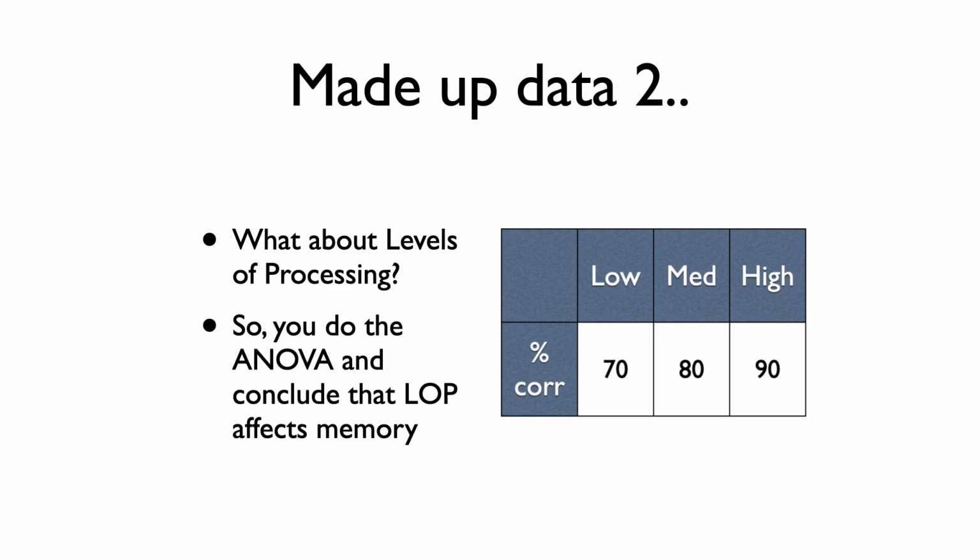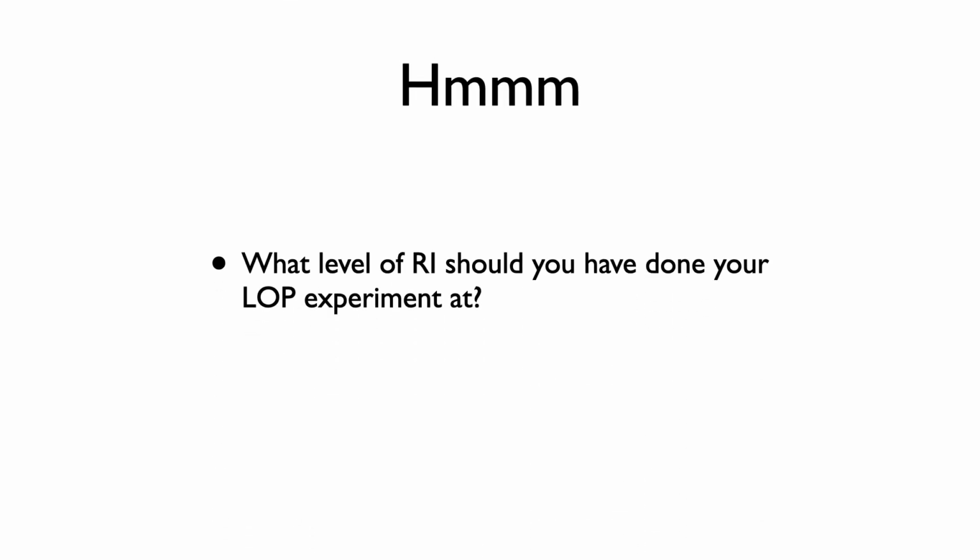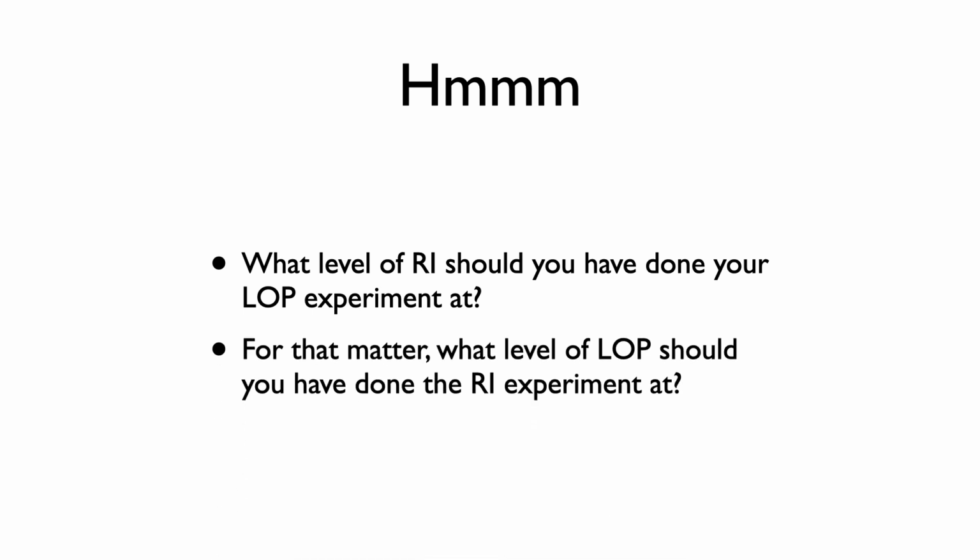All right. So you do the ANOVA and you find, again, levels of processing affects memory. Again, you're not winning a Nobel Prize for this one. But it works, and it's a very reliable effect. Craik and Lockhart, 1972, the paper this is based on, has been cited 18,000 times. Kind of a big deal. So, the thing is, at what level of retention interval should I have done the levels of processing experiment? And at what levels of processing should I have done the retention interval experiment?